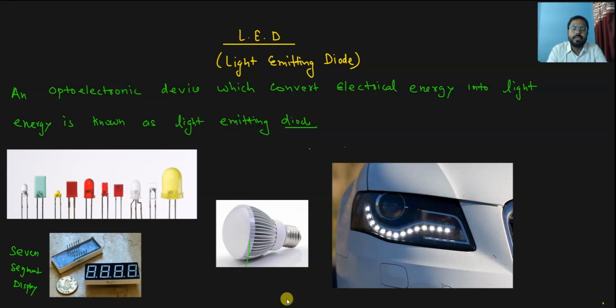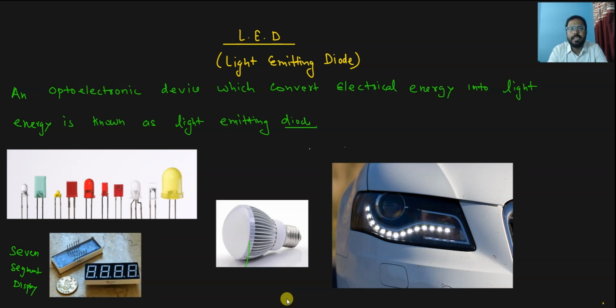Okay, dear students, today I'm going to talk about LED. This is a basic introduction on LED. So what is LED? LED is basically light emitting diode. It's a device which gives you light. The definition written here is that it is an optoelectronic device which converts electrical energy into light energy.